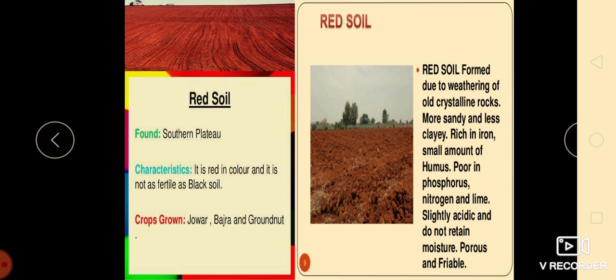Potash is 0.24%, soda 0.12%, phosphorus 0.09%, and nitrogen is 0.08%. However, the important regional differences are observed in the chemical composition, children.